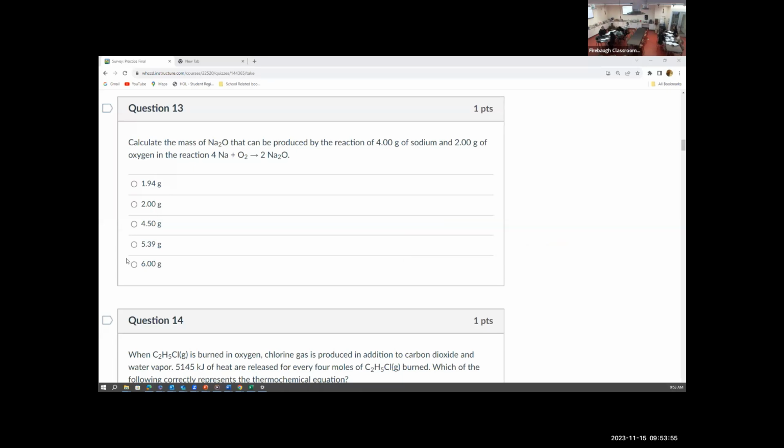Okay, the next question says, calculate the mass of sodium oxide that can be produced by the reaction of 4.00 grams of sodium and 2.00 grams of oxygen. In the reaction, 4 sodium plus 1 oxygen gas yields 2 sodium oxide.